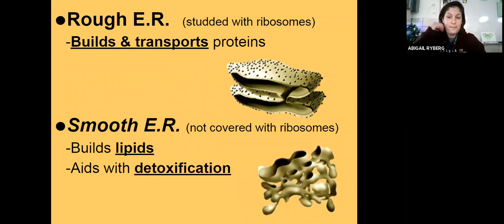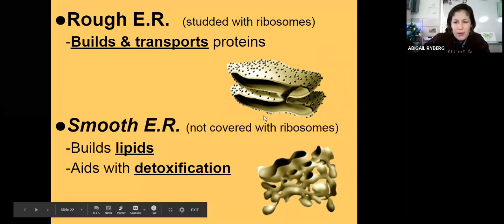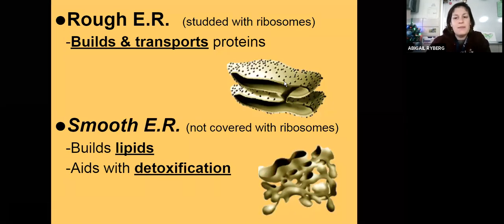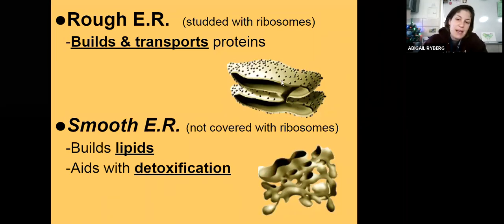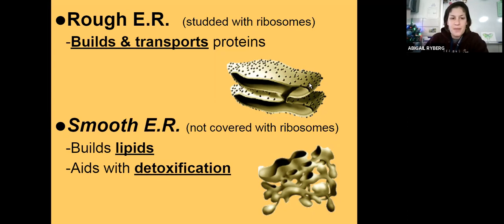And really, what makes the rough ER rough is that it's studded and covered in ribosomes. So if you look at this image on the top, this is endoplasmic reticulum, but it is covered in ribosomes. So all those little black dots are just ribosomes. The rough ER builds and then moves proteins.